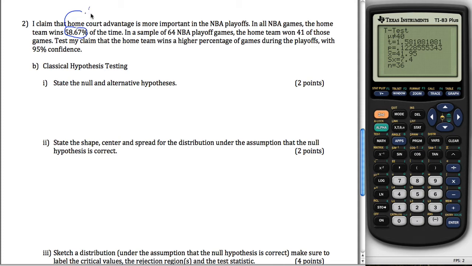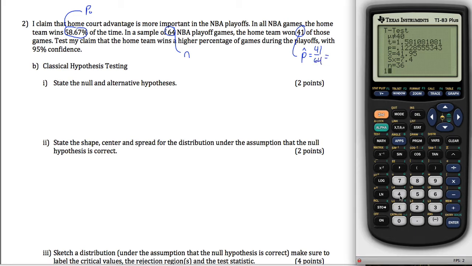0.5867. I guess I don't have to write the number again. That is equal to P naught. You might think you should use P for the population proportion, but we'll use P for something else, so we'll use P naught. And we have a sample of 64 games. That's our value of N. In those games, the home team won 41 of them. So P hat is 41 over 64.